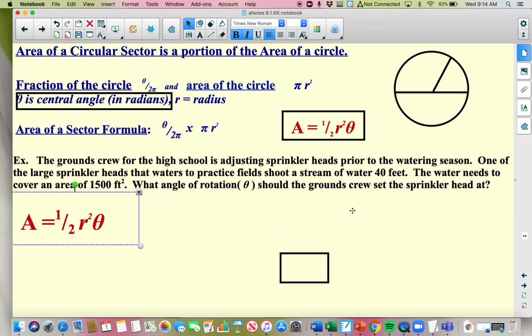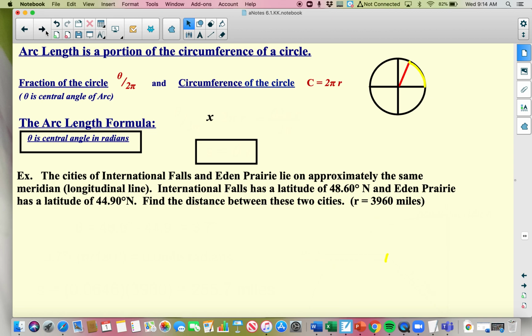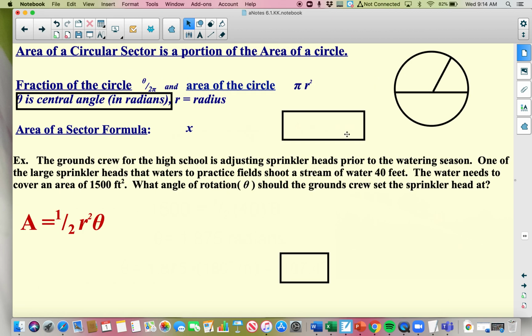Grounds crew for the high school is adjusting the sprinkler heads prior to watering season. One of the large sprinkler heads that waters the practice fields shoots a stream of water that's 40 feet. The water needs to cover an area of 1,500 square feet. What angle of rotation should the ground crew set the sprinkler head at?